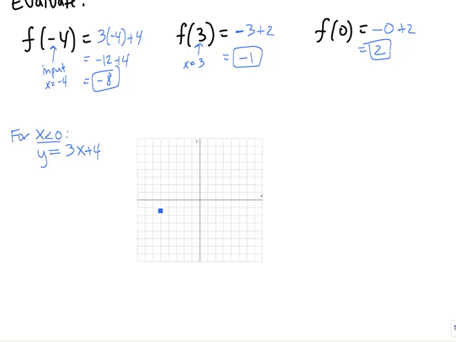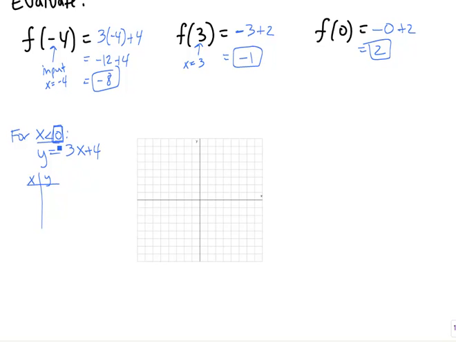So to get the right graph, what I like to do is make a little table, and I use this point right here, this number that's in this condition, as one of my x's, since that's kind of an important point.